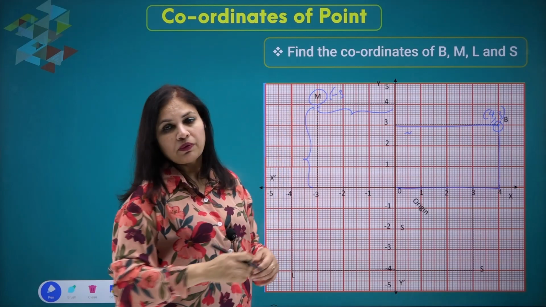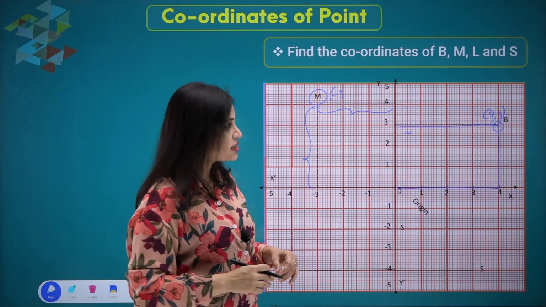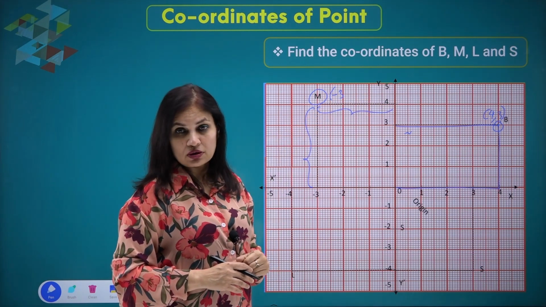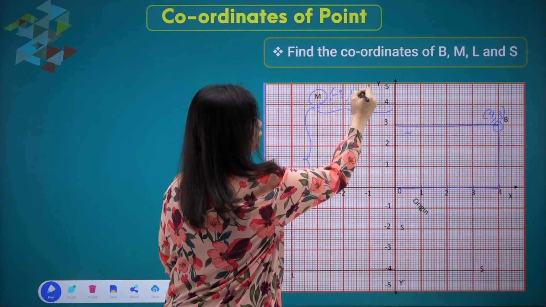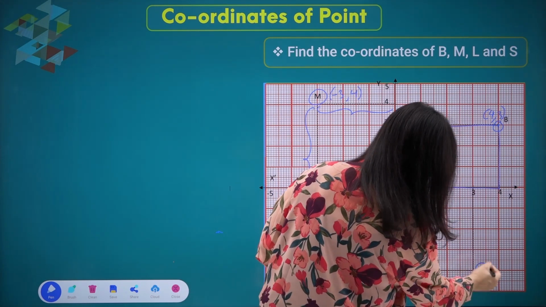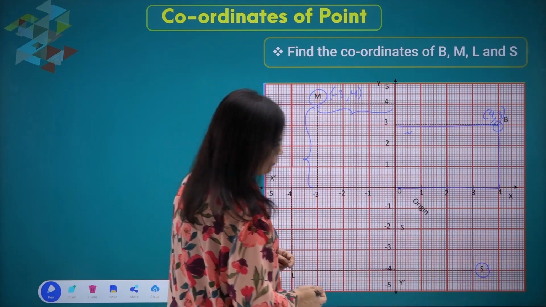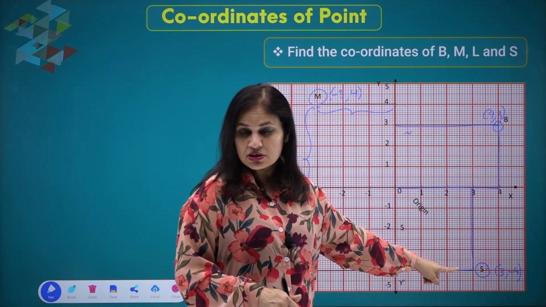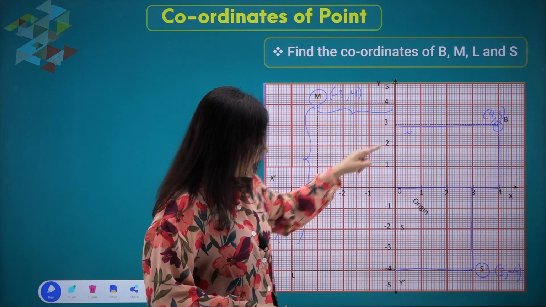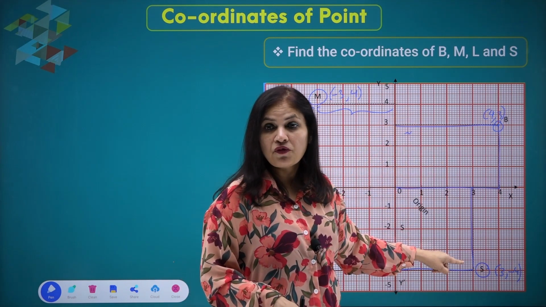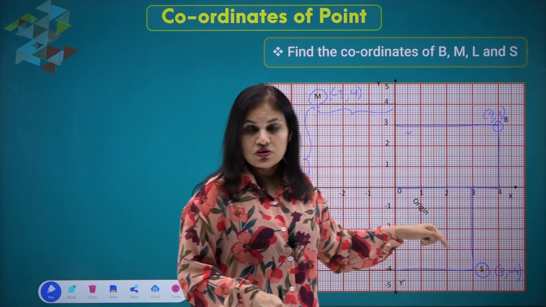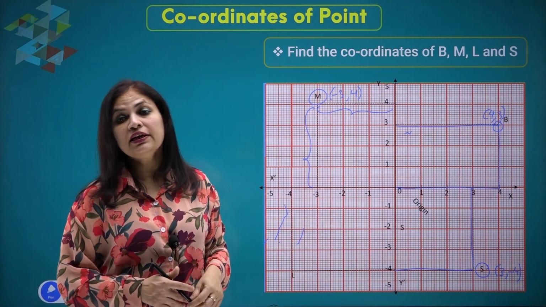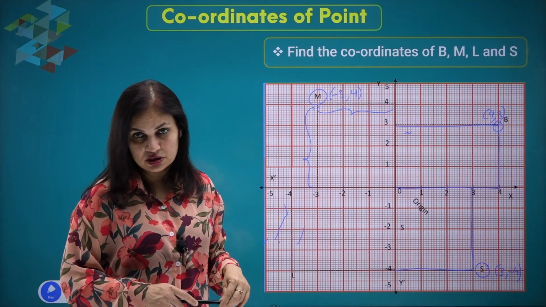And when I am talking about the y ordinate, I am talking about the vertical distance. The vertical distance is 4 units to the north. So +4. If I look at point S, the horizontal distance is 3 steps to the right and the vertical distance is 4 steps to the south. So as I told you, the negative and positive signs are just an indication of the directions.